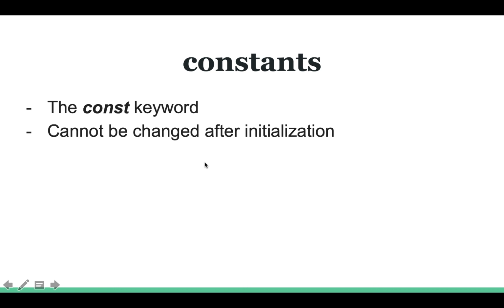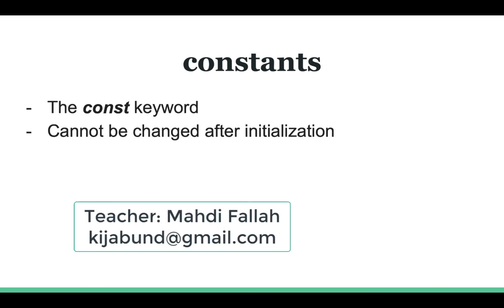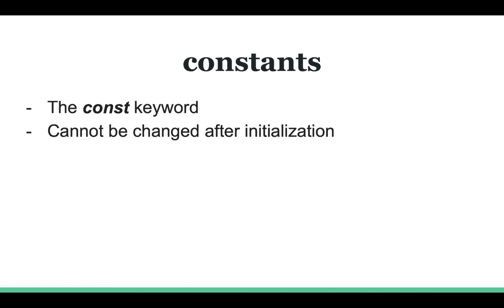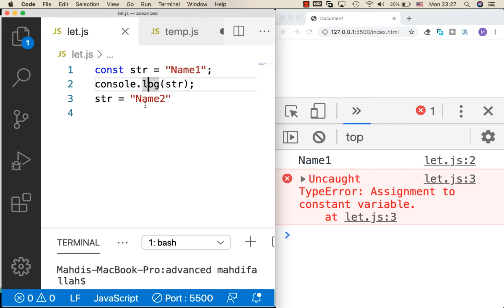In ES6, we can define constants using the const keyword. Constants are read-only, so you cannot change their value after initialization. They are block scoped like let. That means that they cannot be hoisted. In this block of code, you see that we tried to assign something to the constant str, and you see that there is an error, assignment to constant variable. That means that constants are read-only, so you cannot assign something else to them after being initialized.